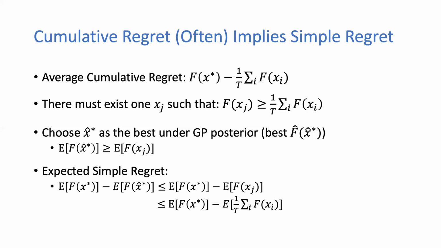And now we see that if you have an algorithm that bounds the cumulative regret, you also bound the simple regret, at least under a GP posterior, where you're Bayesian. And this is in expectation. We can also show high probability bounds rather than bounds in expectation, but the derivation is more complicated. This is just meant to give you a flavor of the mathematical structure that you need to show that cumulative regret can imply simple regret.